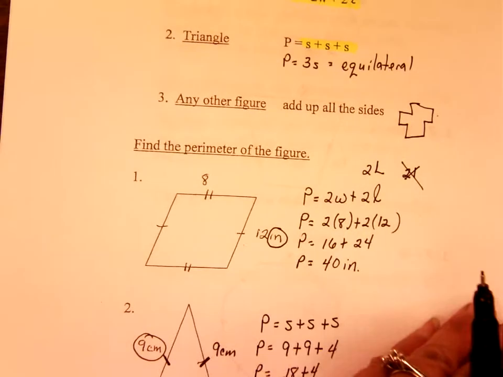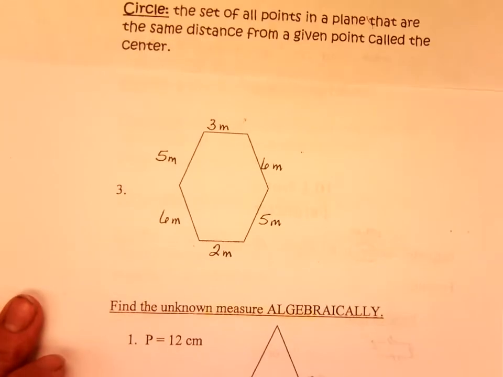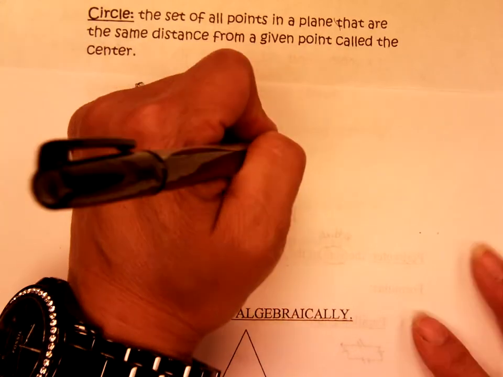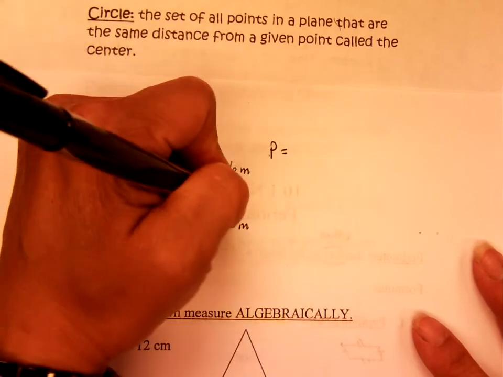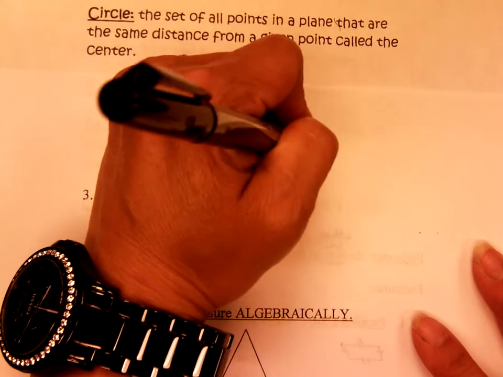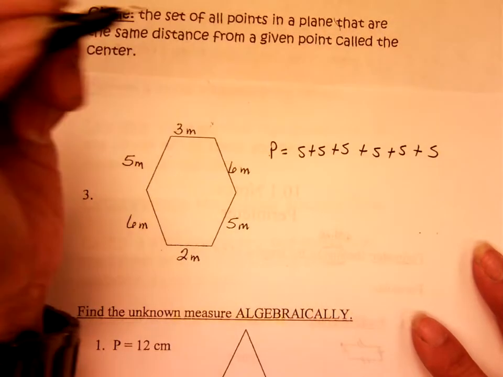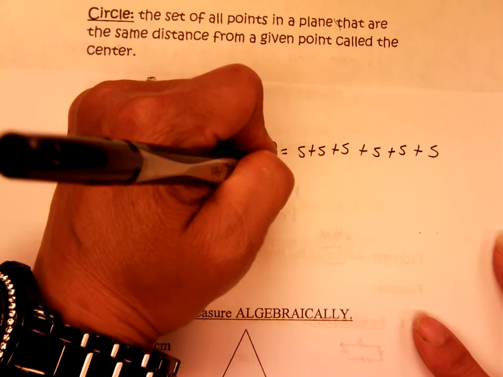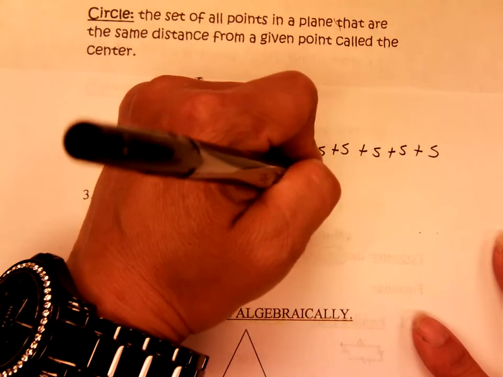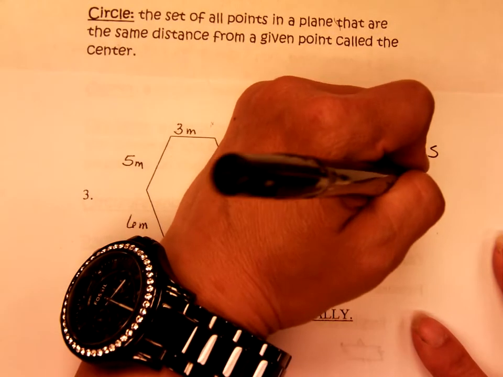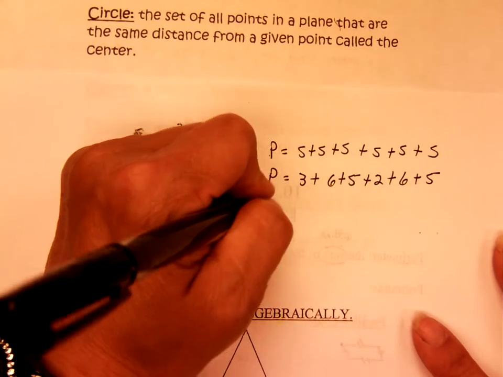All right, on the other side, number 3, please try to figure this out on your own, and when you're ready, you can push play. Hopefully you knew the formula is P is equal to, you have 1, 2, 3, 4, 5, 6, so you write S plus S plus S plus S plus S plus S, 6 times. Then you replace your S with numbers. 3 plus 6 plus 5 plus 2 plus 6 plus 5. And then you add up your numbers.